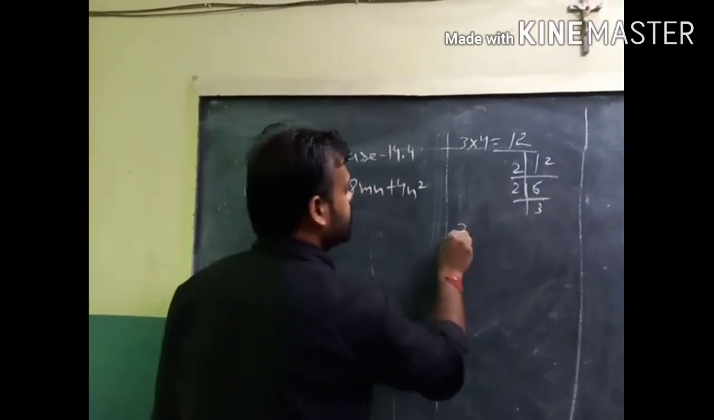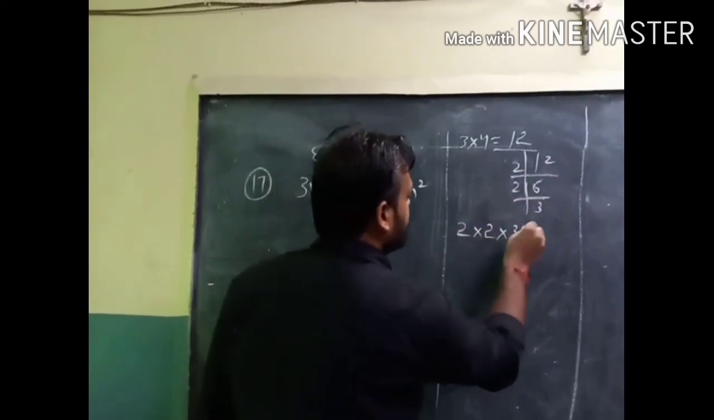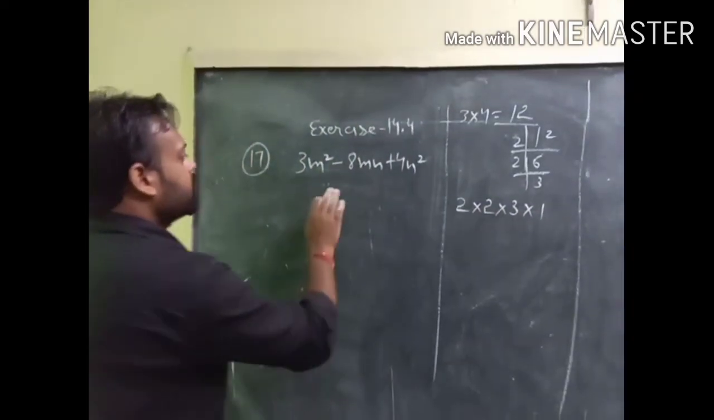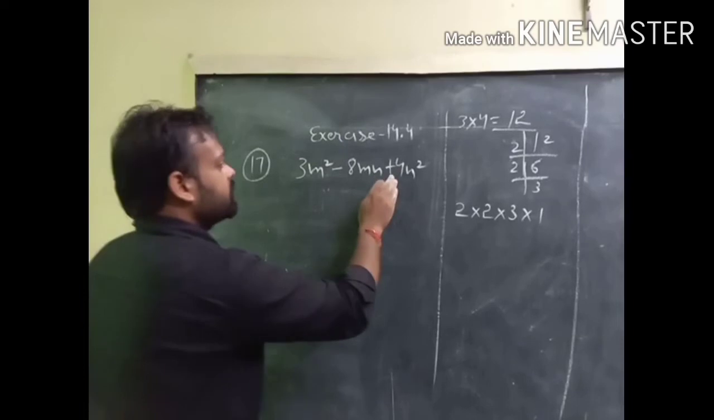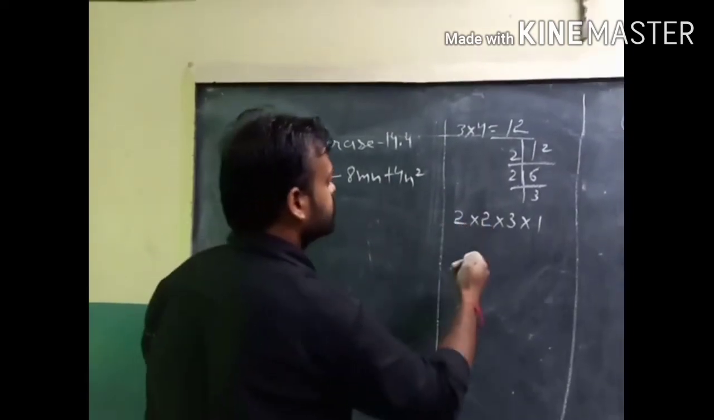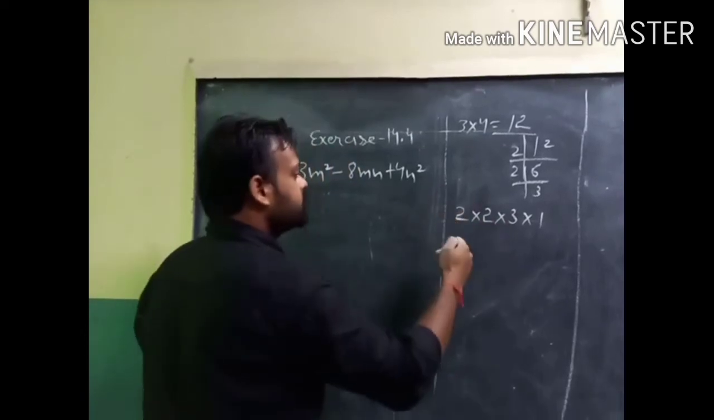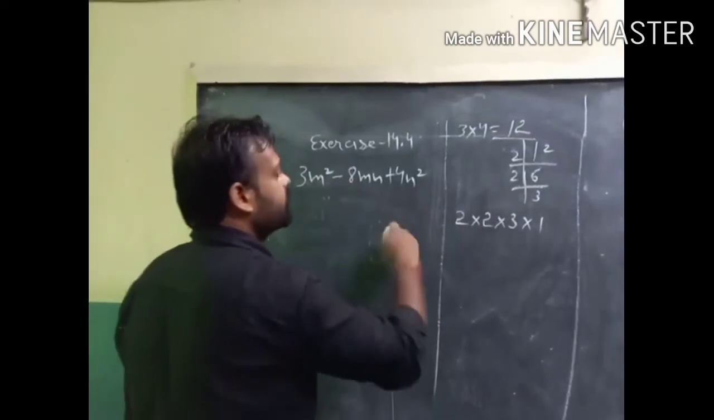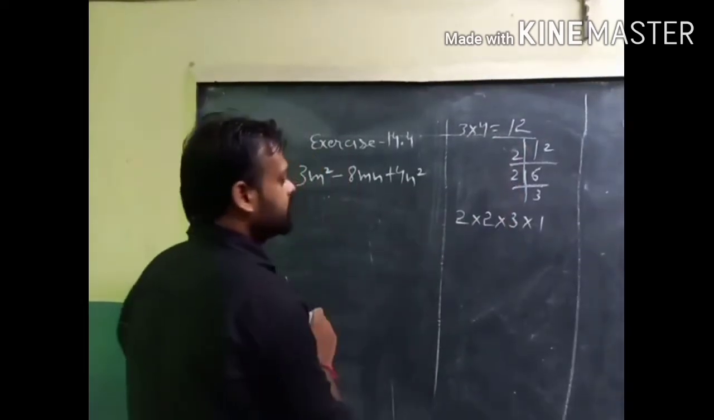So write down these values, 2 into 3, and of course 1 is also here because 1 is a factor of all the terms. So now again we have to see this sign. Here is a sign of plus. Now again this time we have to split the values. We have to take the values in such a way that the sum of these two values should be equal to 8, and of course the multiplication should be equal to 12.